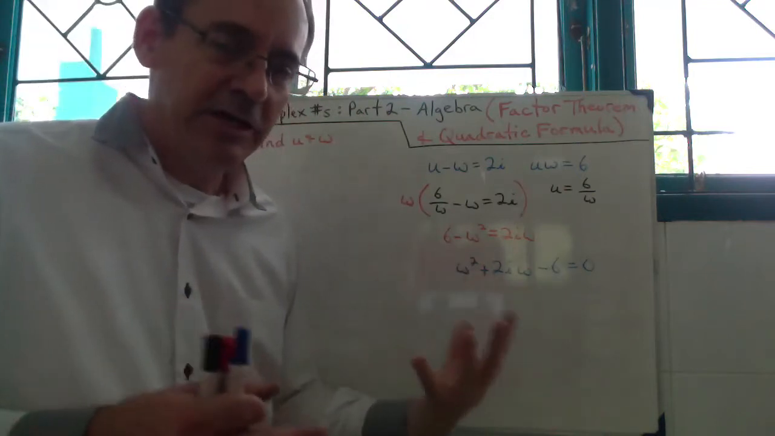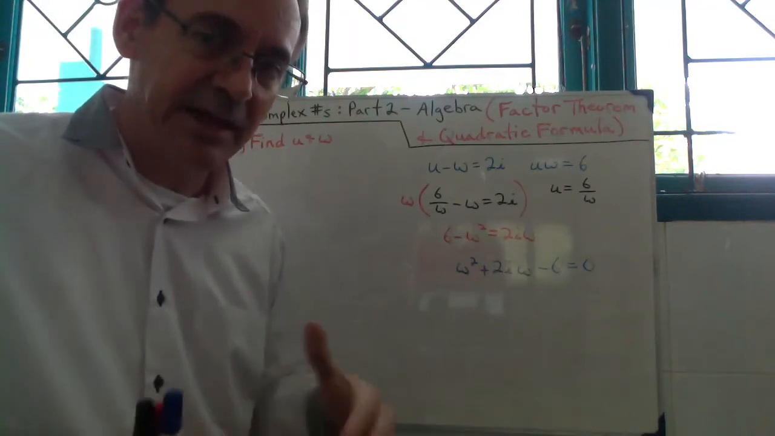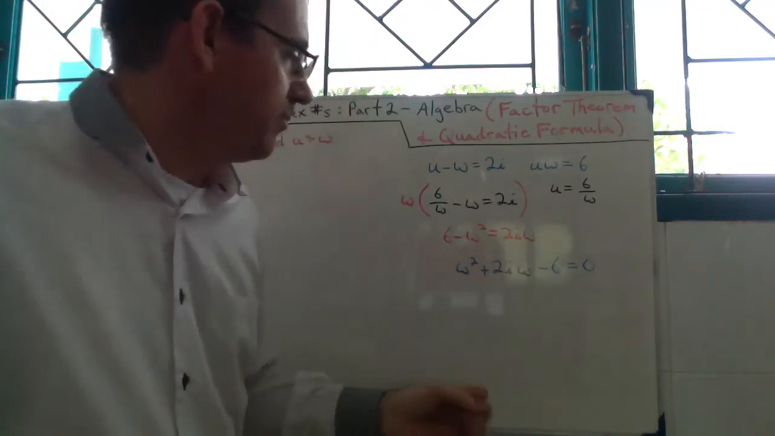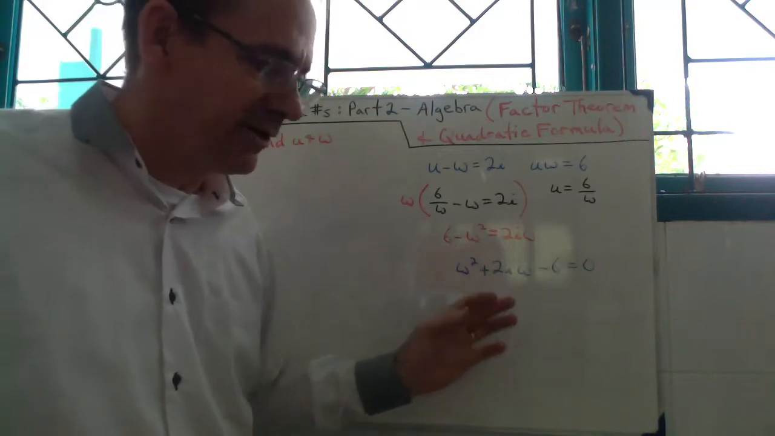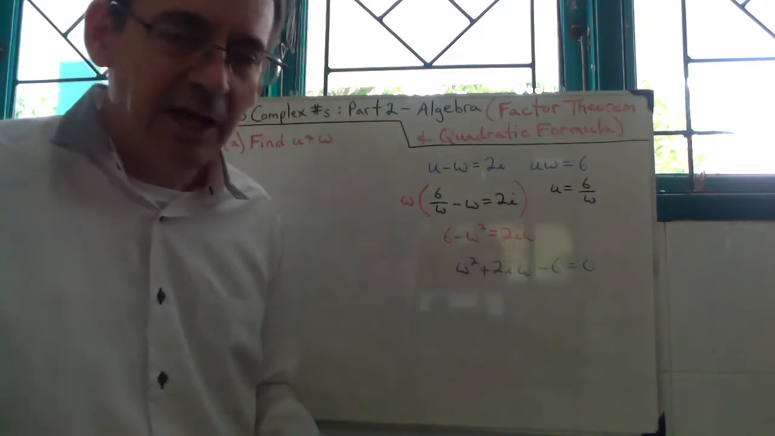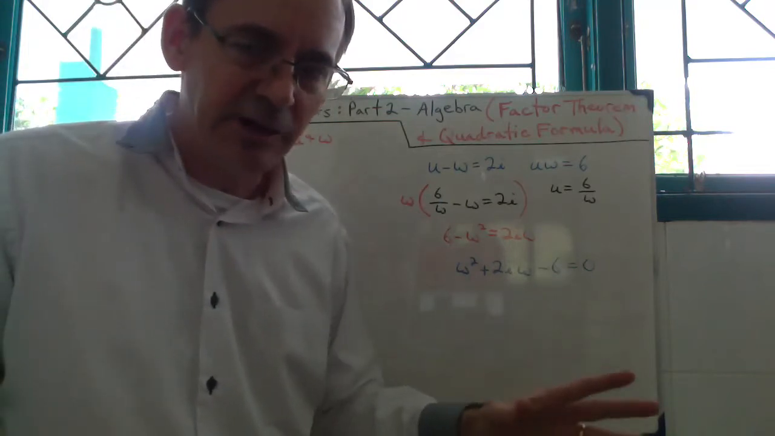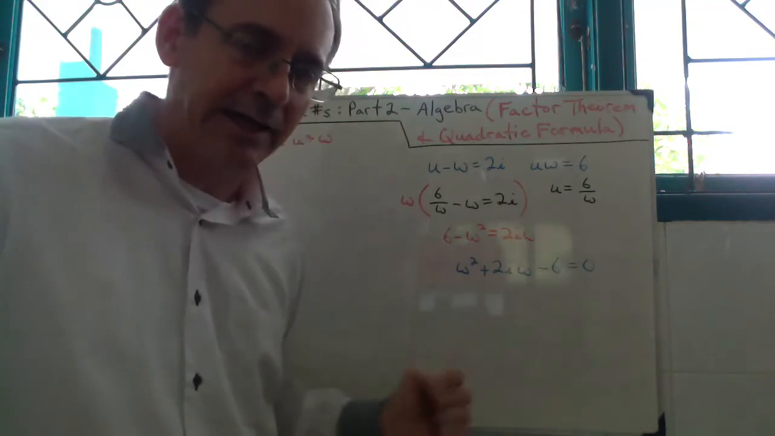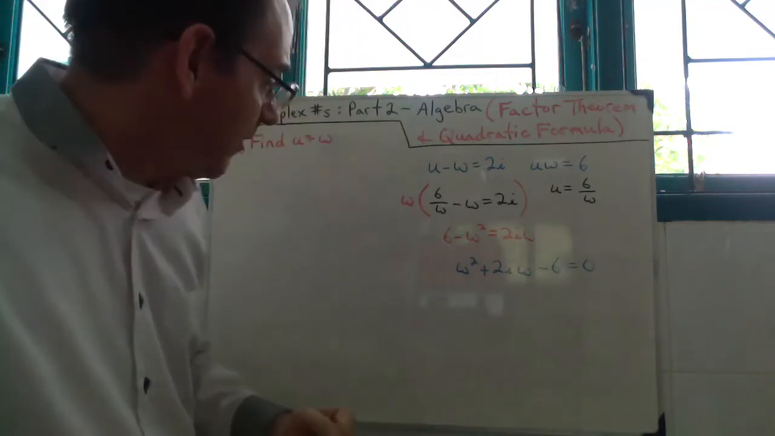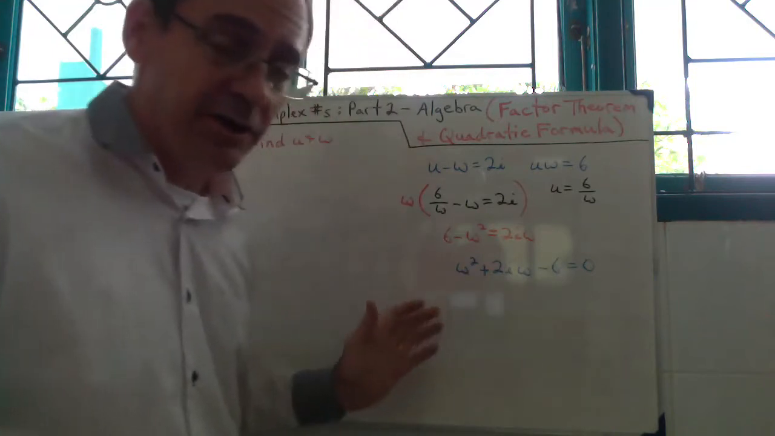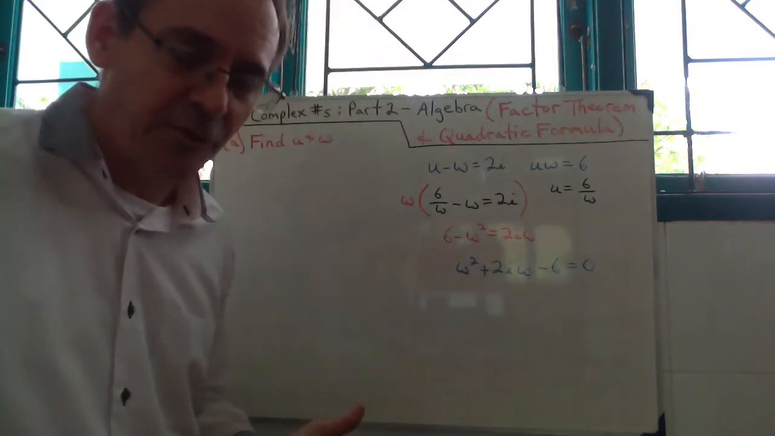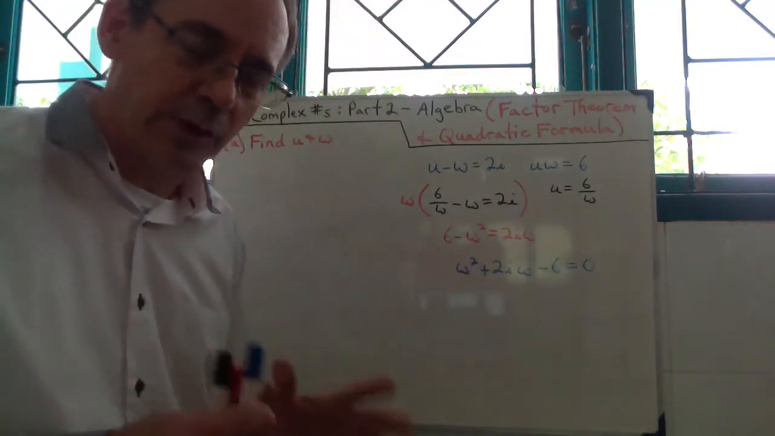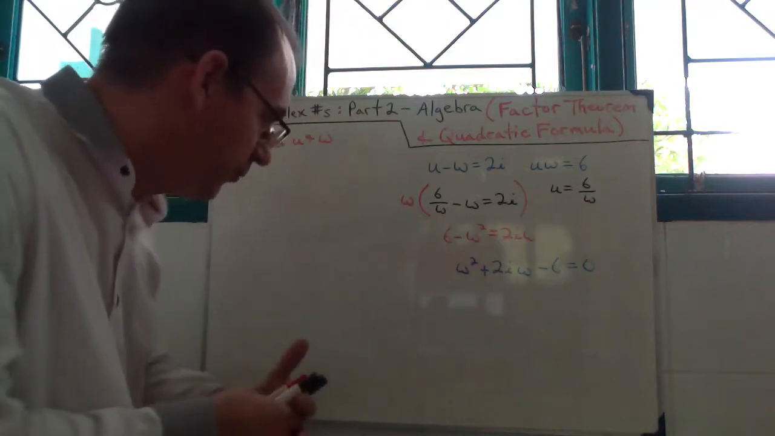Factoring is now going to be a little bit more challenging than it was previously because we have a mixture of real and imaginary components. So I wouldn't suggest that you try factoring unless it's quite obvious that it works. So what we're going to do is use the quadratic formula, and the quadratic formula works exactly the same way as it did before.